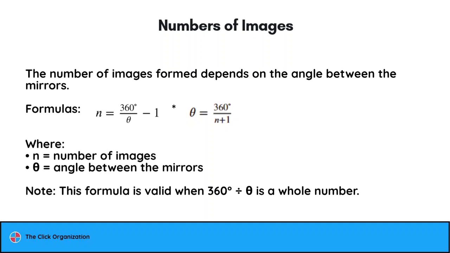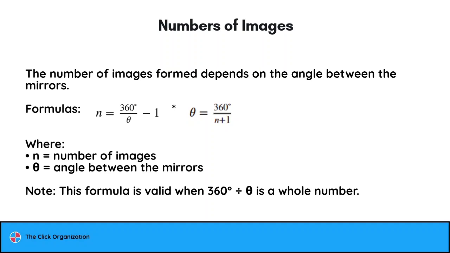For example, if the angle between two mirrors decreases, the number of reflections increases, so more images are formed. And the smaller the angle between the mirrors, the greater the number of images, and this is something that you should keep in mind. And this formula can also be rearranged to find the angle.